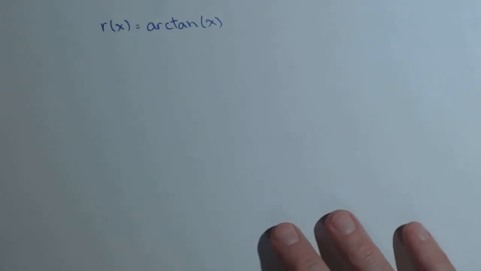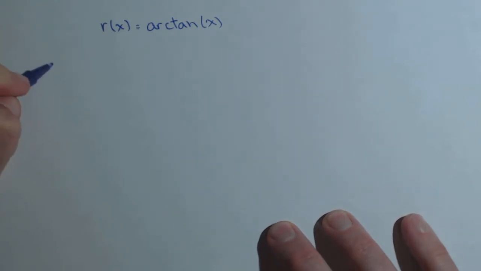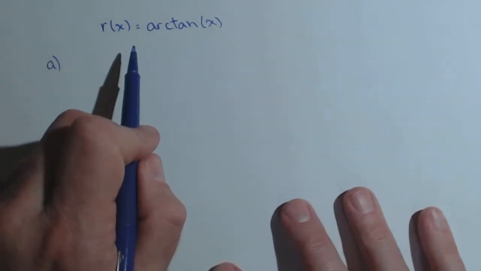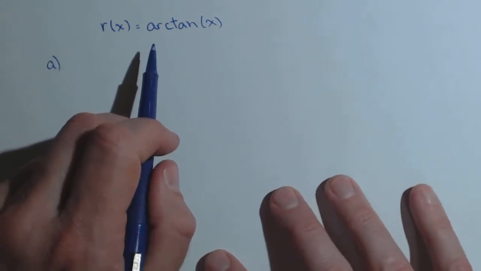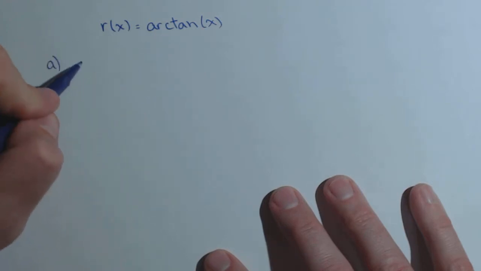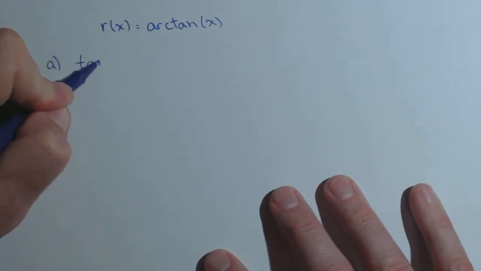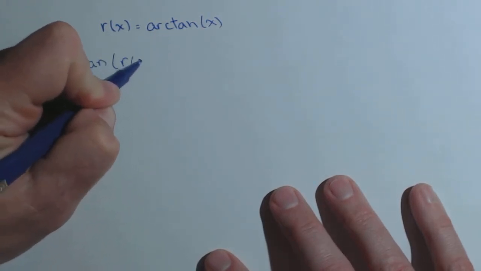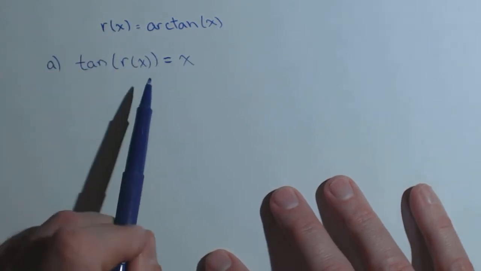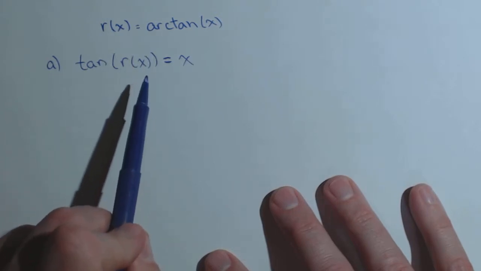In this video, we're going to derive the derivative for arctangent of x by following some steps. And first thing we're going to do is rewrite this in terms of tangent. So what that means is if r of x equals arctangent of x, that means the tangent of r of x equals x, because that's what it means to be an inverse.